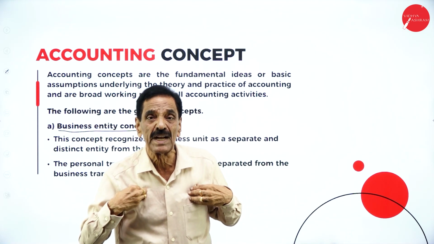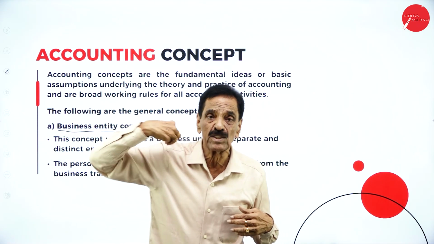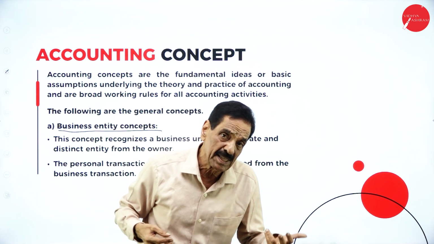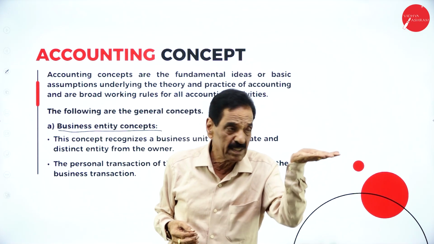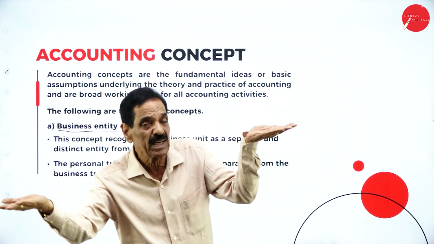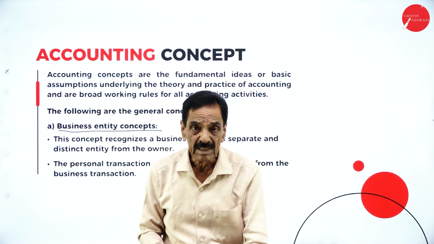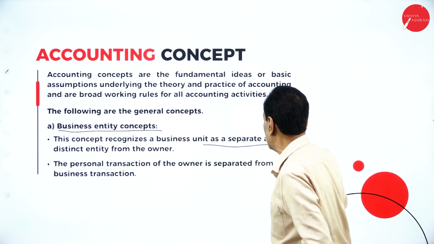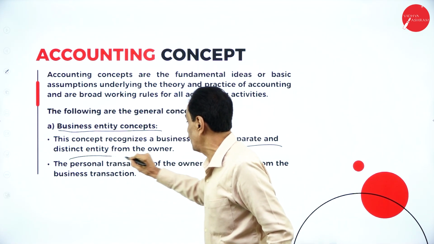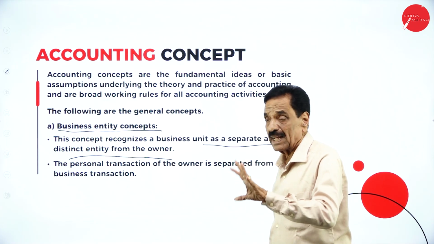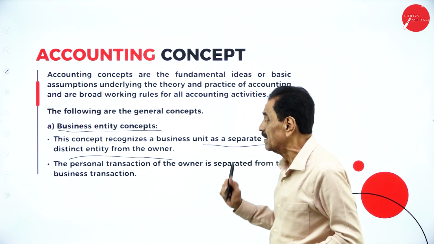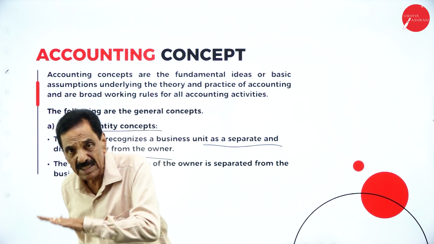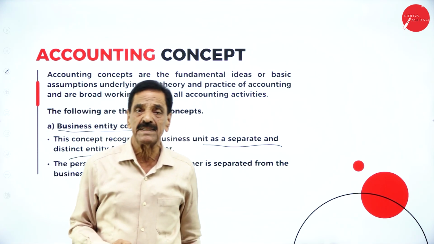If I contribute as an owner, money is going out from me. Who is the receiving unit? The company is receiving, one unit. Who is the giving unit? The person is giving. This is the concept: the business unit is a separate and distinct entity from the owner. The person of the owner is separated from the business. So the business is separate, the person is separate.